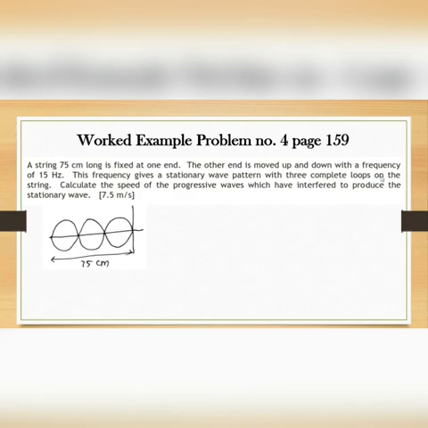3 complete loops. It means this is 1.5 lambda, 3 over 2 lambda, equals 75 centimeters. And we can calculate lambda, which is 50 centimeters. And we are given the frequency, 15 Hertz. So from there, we can use v equals lambda multiplied by frequency. It is equal to 7.5 meter per second.